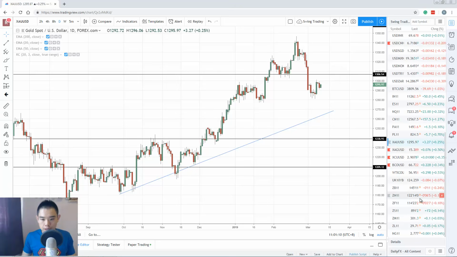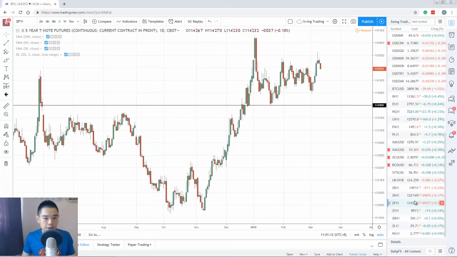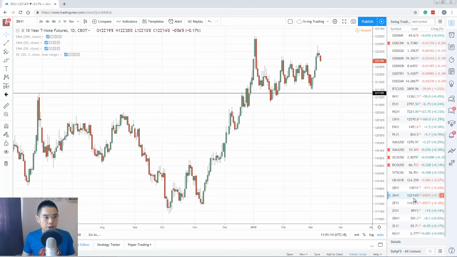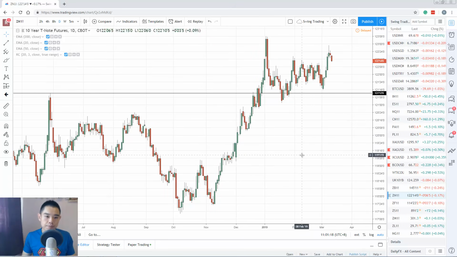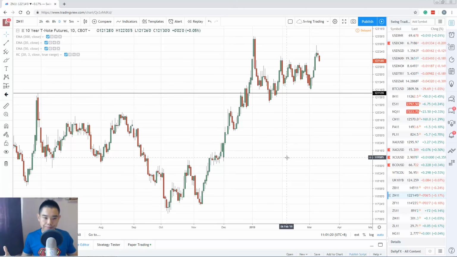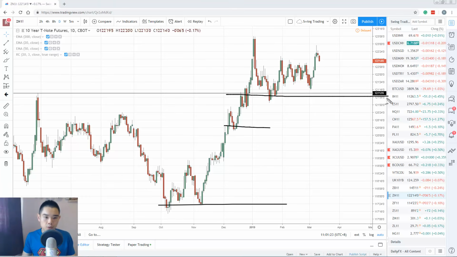Let's have a look at this market. This is the 10-year T-note futures, right? Why not? So again, I'll just reset the chart. Again, same thing. Identify the major swing points. Major swing points are possibly this one here, here, and this whole area here.